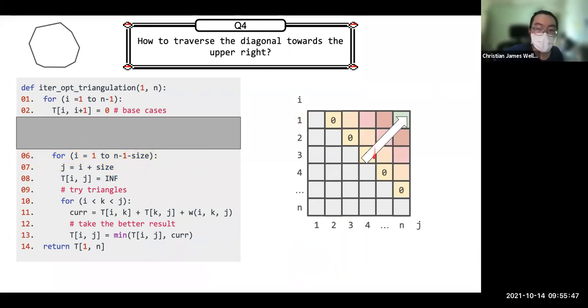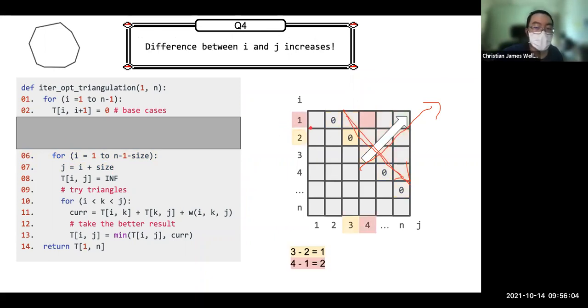Then how to traverse the diagonal towards the upper right. We know how to traverse diagonally from the top left to the bottom right. Now we want to see how to move this diagonal towards there. Just now I considered the difference between i and j. This is 3 minus 2, so the difference is 1. Over here, the difference is 2, and so on, maybe all the way to n minus 1. The difference between j and i increases by 1 as you move up the diagonal.